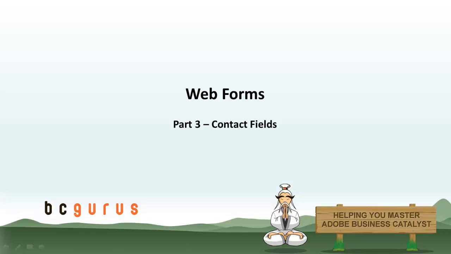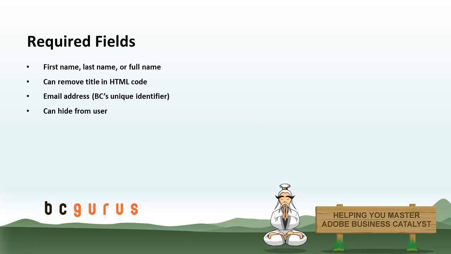This deals with contact fields. When we're talking about contact fields, we're talking about the fields that describe the contact or the person, things like name and address and phone number, stuff like that. And BC has two types of these. There's the required fields, which are the first name, the last name, and the email address. And then they have the optional fields, so address, work address, website, things like that. And we'll cover those both in detail.